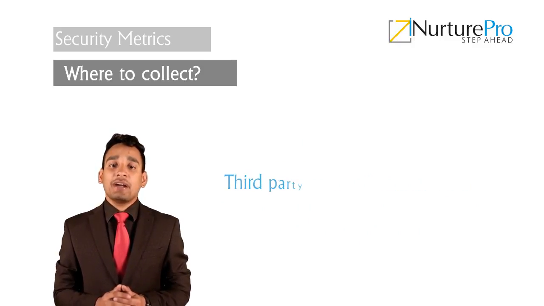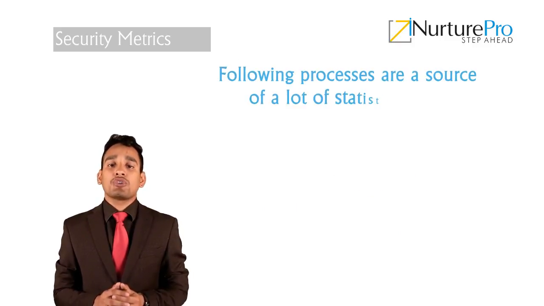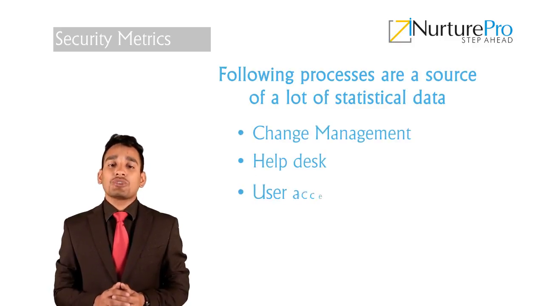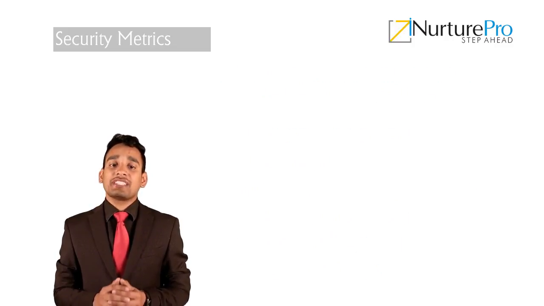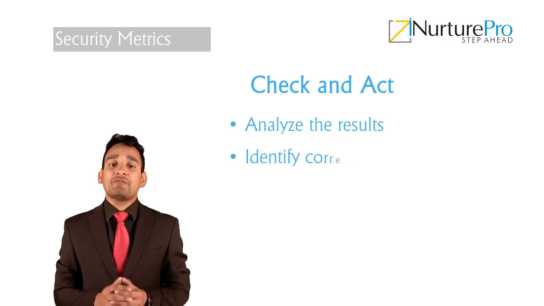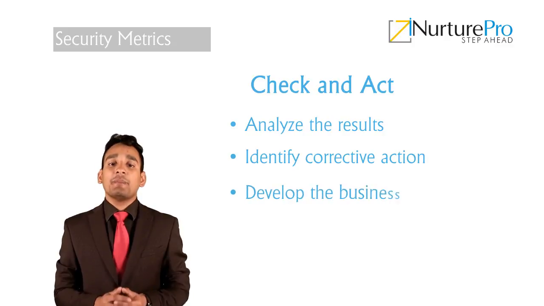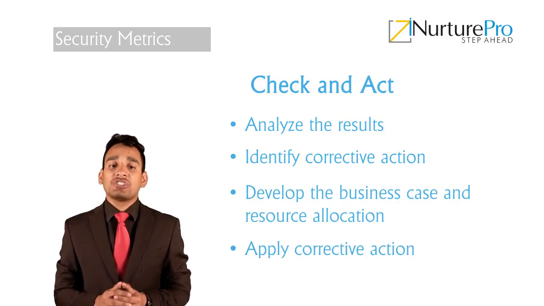Other than these third-party software and business processes, a lot of the following processes are a source of statistical data: change management, help desk, user access management and identity management, incident response, security incidents. Further steps are check and act. Once the metrics are in place, analyze the result, identify corrective action, develop the business case and resource allocation, and apply corrective action. Now let us see these points in detail.